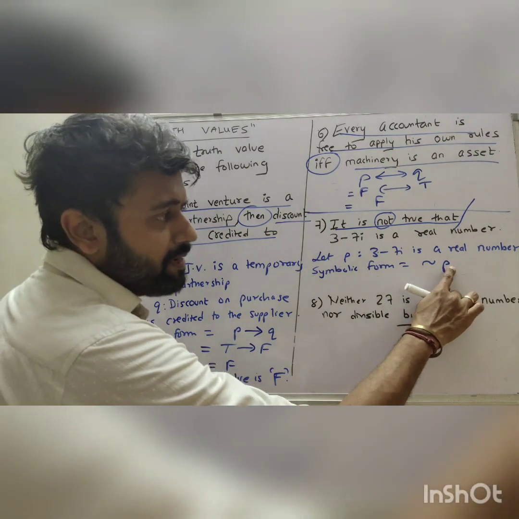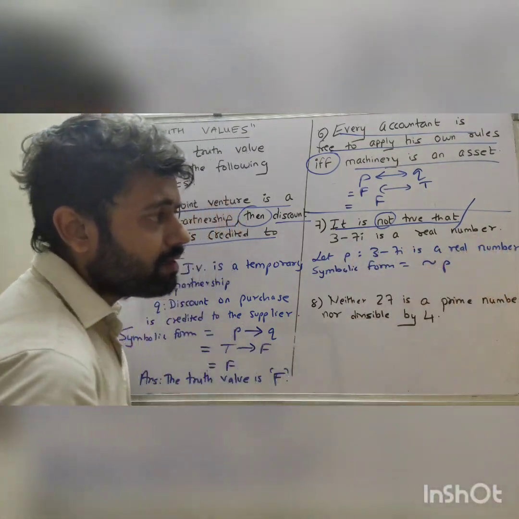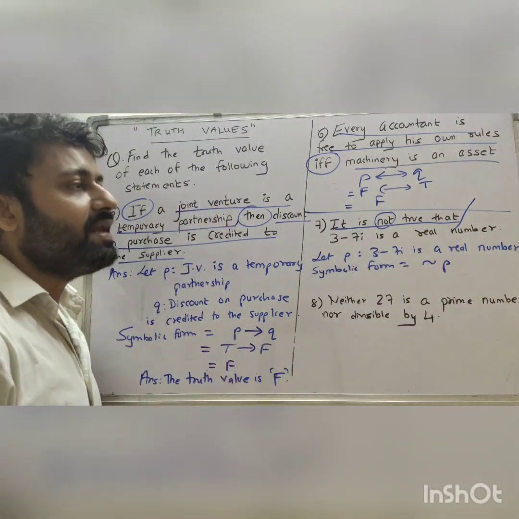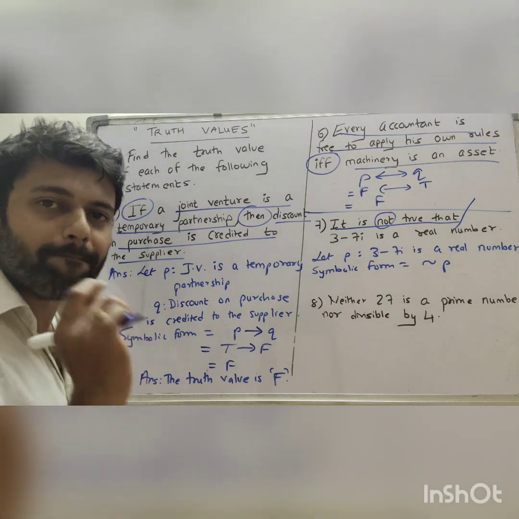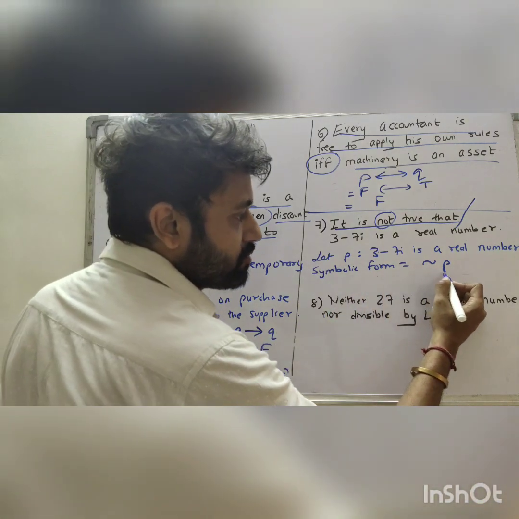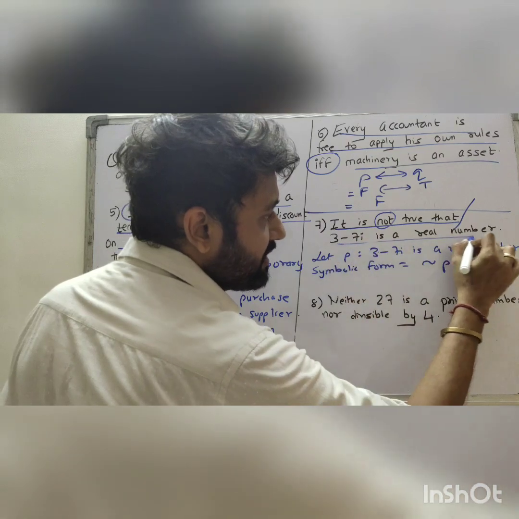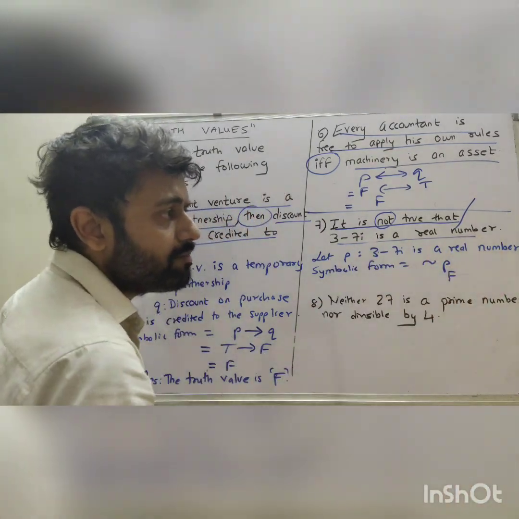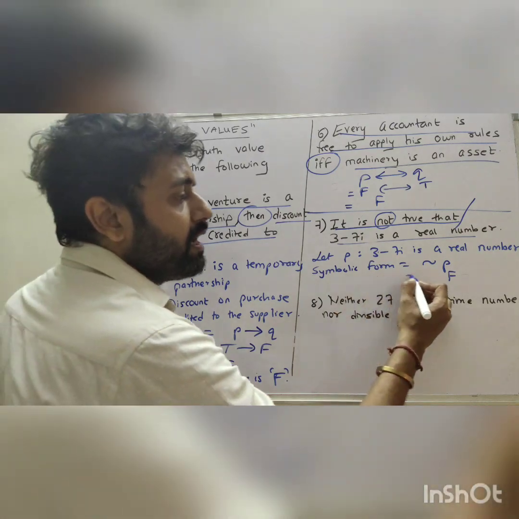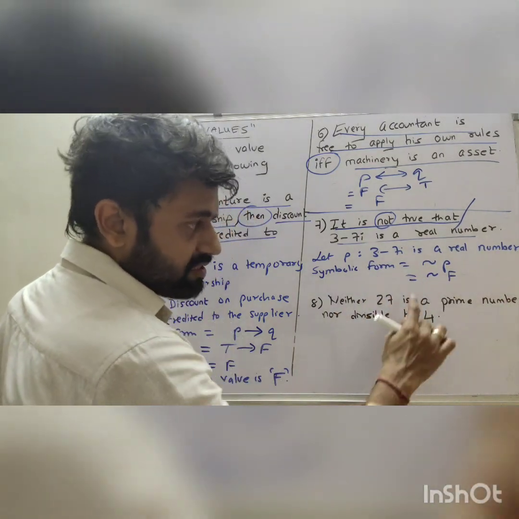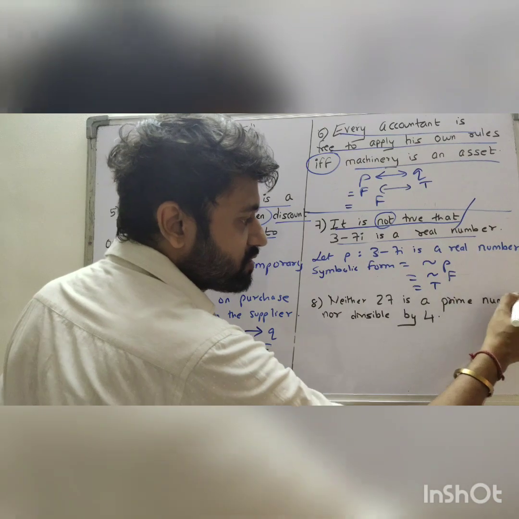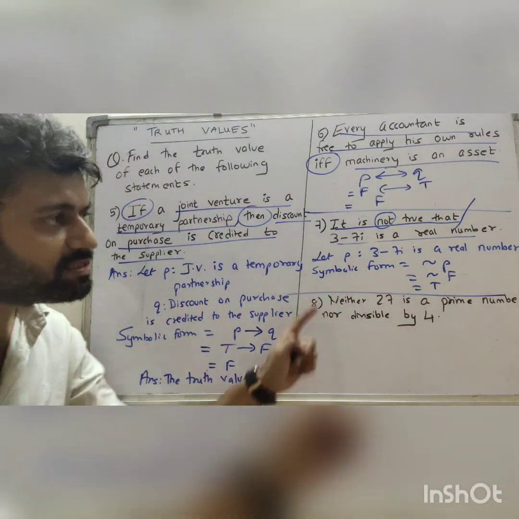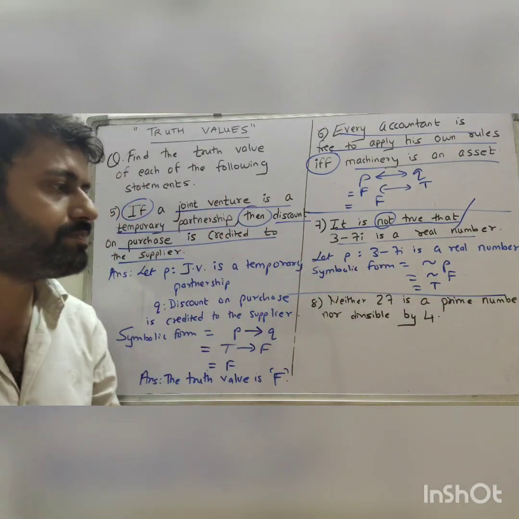Now check the statement P. 3 minus 7i is a real number. It is a complex number, I have taught you. So '3 minus 7i is a real number' is a false statement. Negation of false is, of course, true. This is how your answer should be.